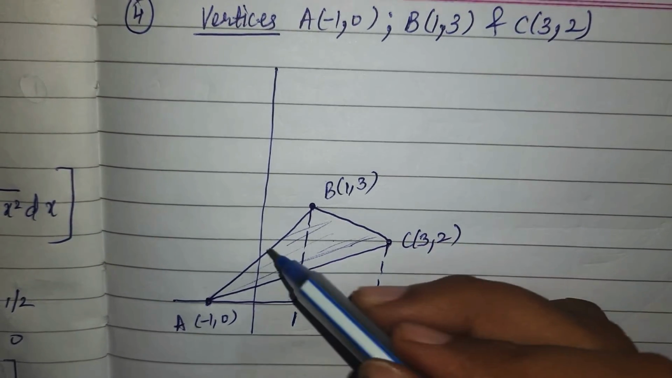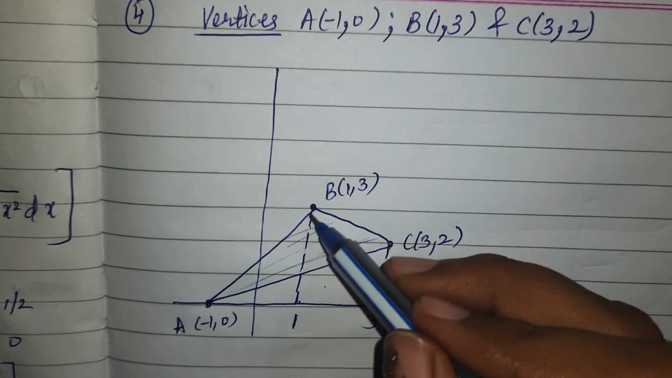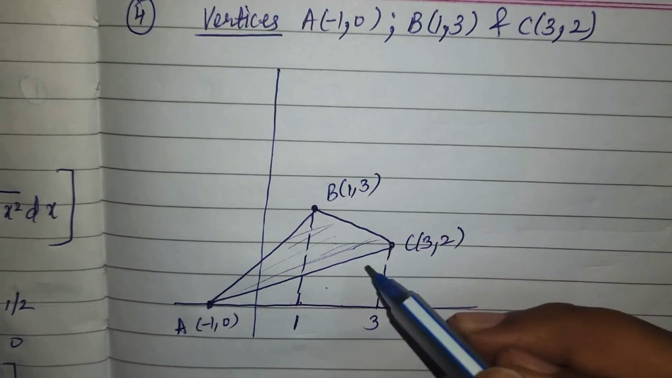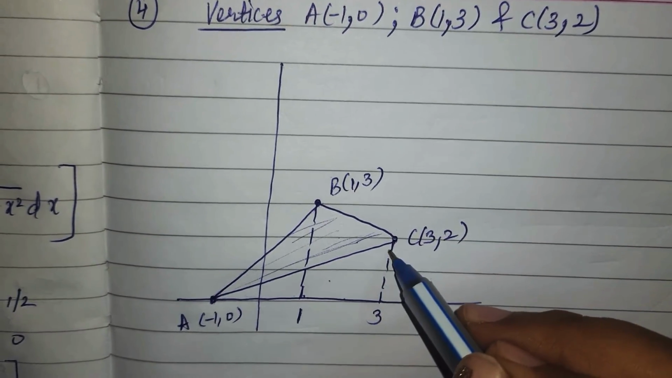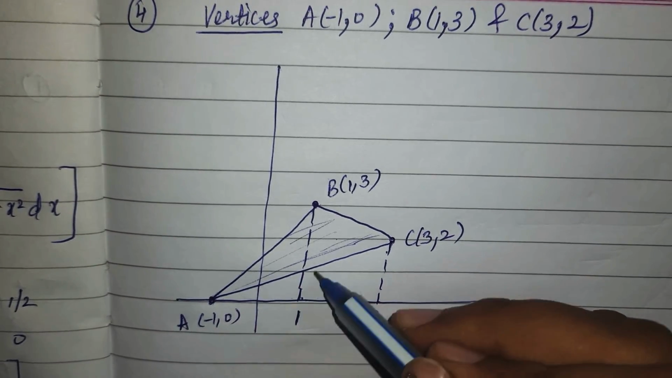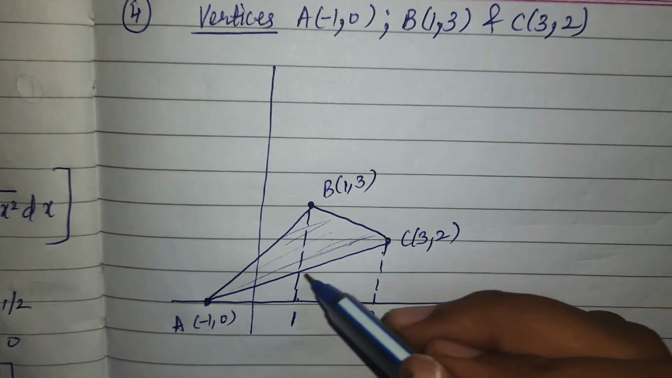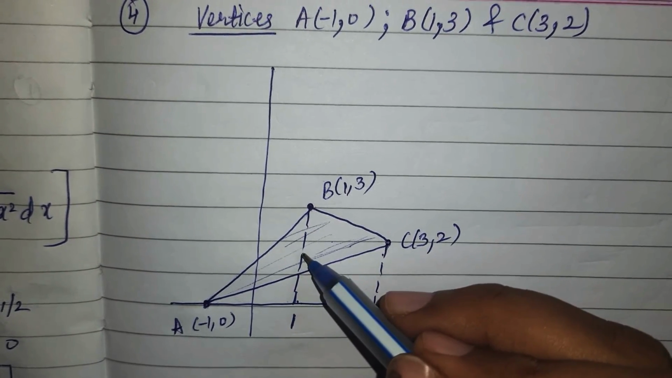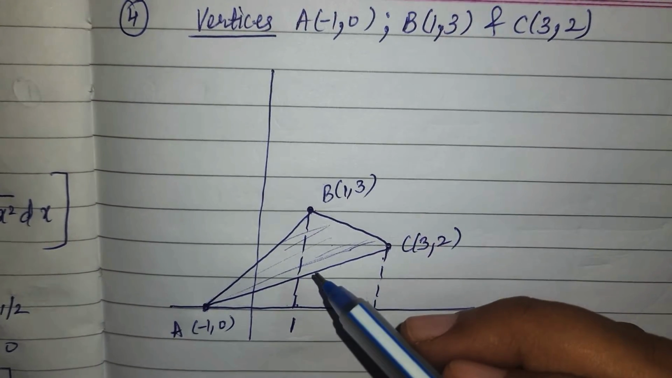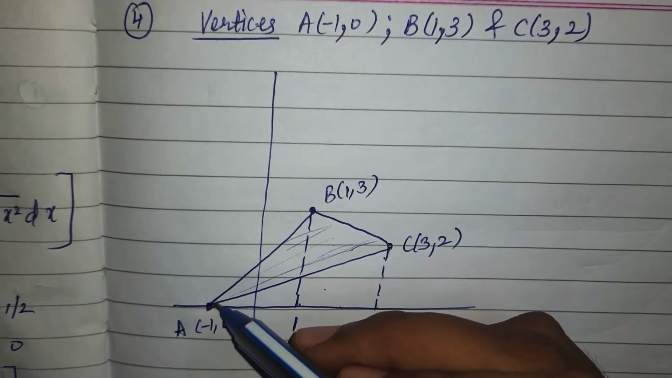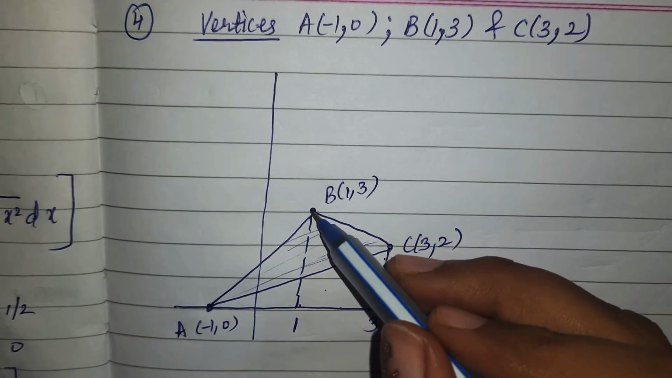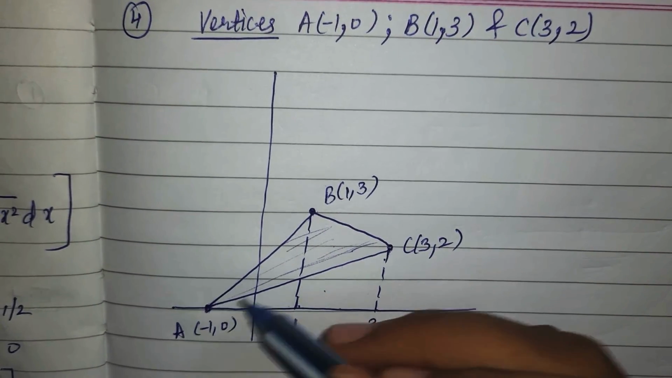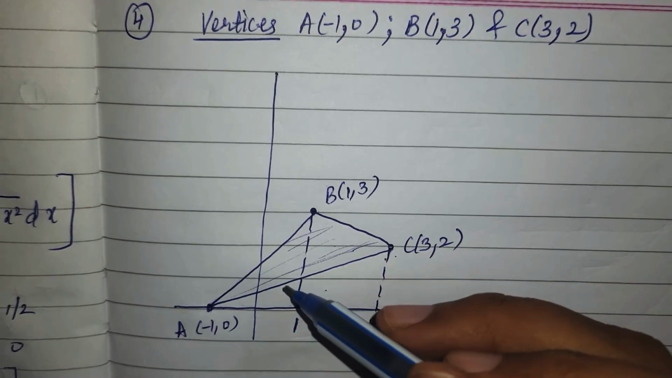But if I take the area of AB line, area of BC line, minus the area of AC line, then it will take this portion only. So if I subtract this area, I will get the shaded portion only. So how do you need to proceed? Firstly, you need to calculate the equation of AB, the equation of BC and the equation of AC through these vertices.